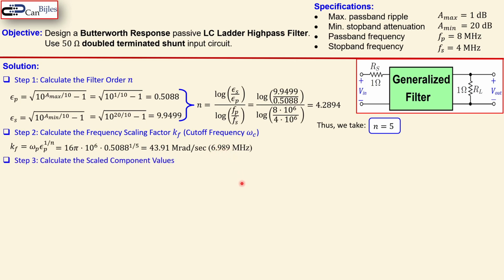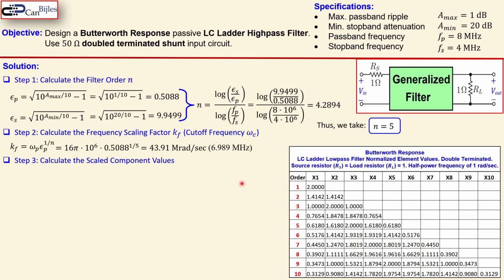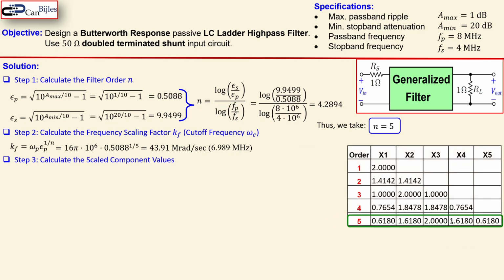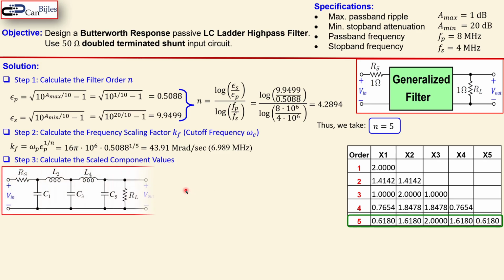Now step 3 is to calculate your scaled component values, and we use our table of Butterworth response for the LC ladder low pass filter. From there we will then go to the high pass filter. So you see we need a 5th order, that is actually this row. So we need these 5 values in a normalized form to go to the values for the high pass filter. Because we just focus on these 5 values, we can create the high pass filter from this prototype low pass filter.